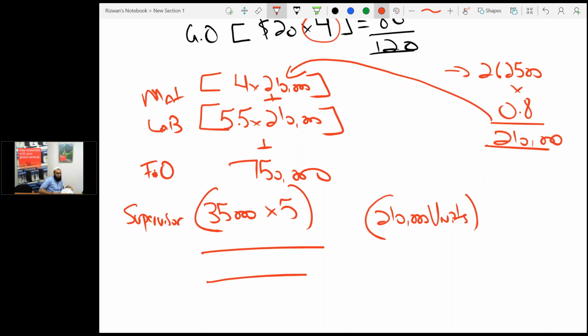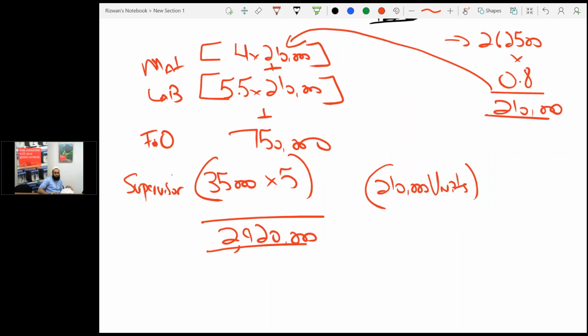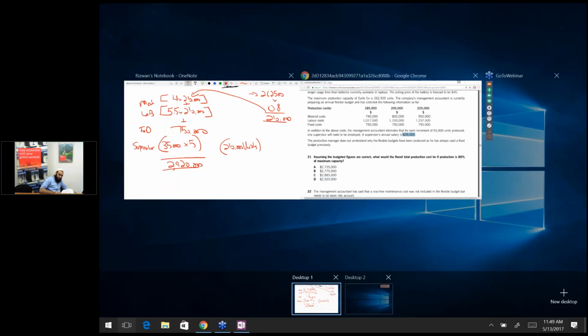Okay, so the total cost came is 2,920,000. Got it, everyone? Is this okay? So for every 50,000 we need 1. So for 210,000 we require how many? 5 supervisors. The salary of each is 35. You multiply these two, it becomes 175. So the answer is 2,920,000. Got it? Okay. So answer is D.